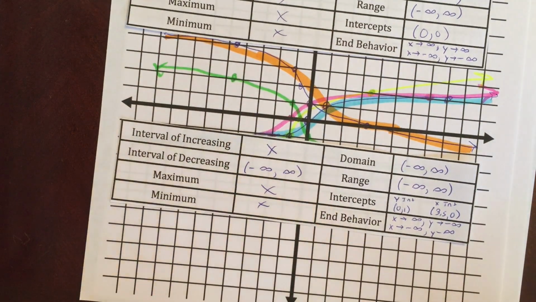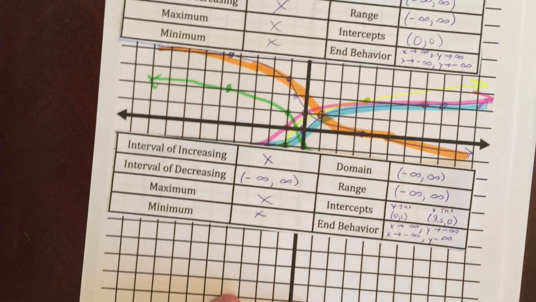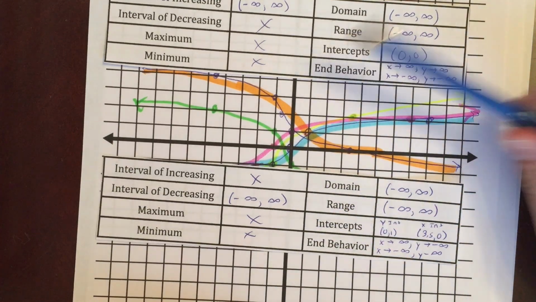So some changes here with the key features. It's very important you can understand and compare how key features change from the parent function.